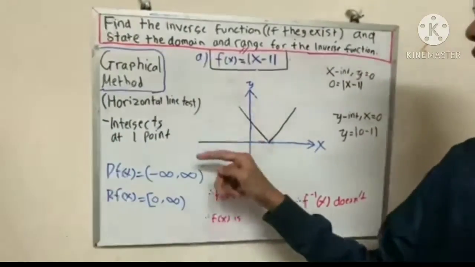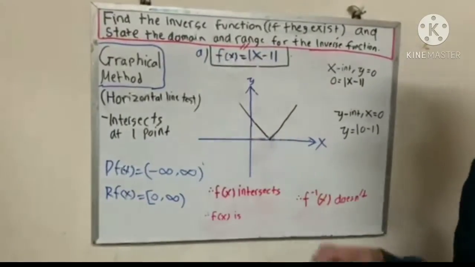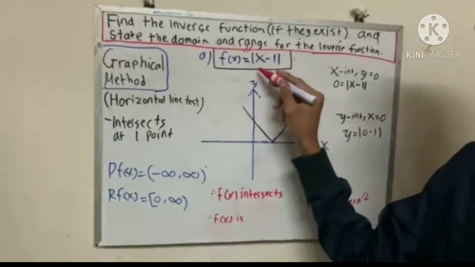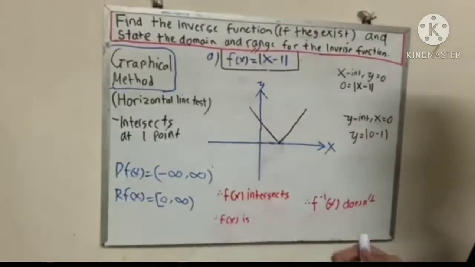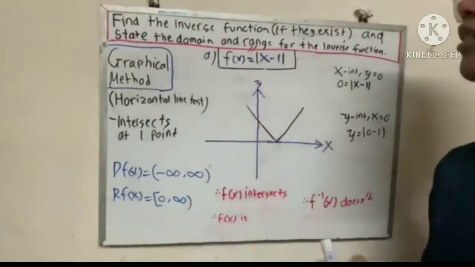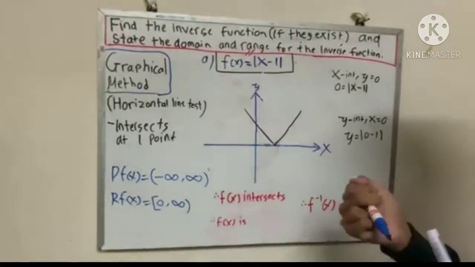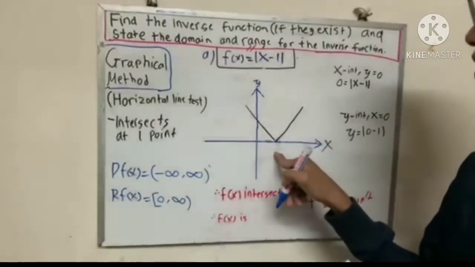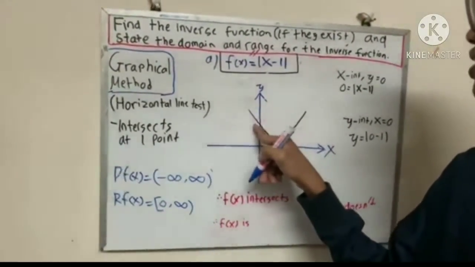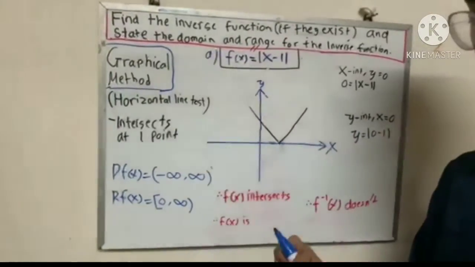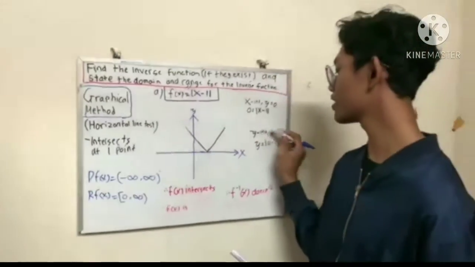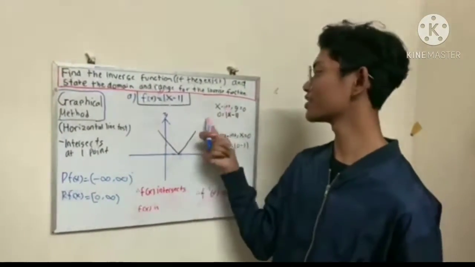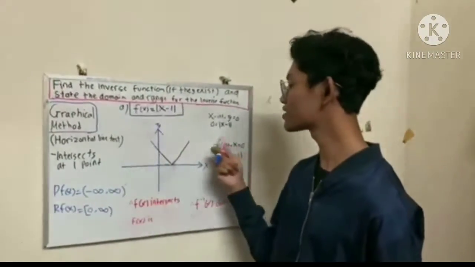So the first step for the graphical method is we need to sketch the graph, and as we know, this function is an absolute function, so the graph is V-shaped. Then you need to label the x and y axes, and make sure to find the intercepts for the x axis and y axis. So how do we find the x-intercept and y-intercept? For the x-intercept, y is 0; for the y-intercept, x is 0.